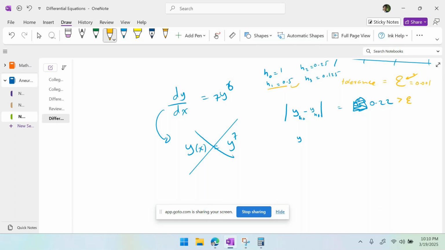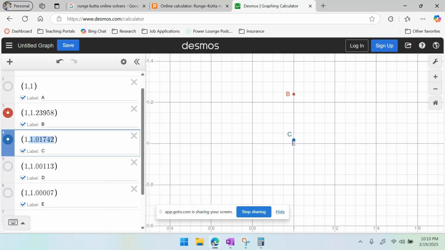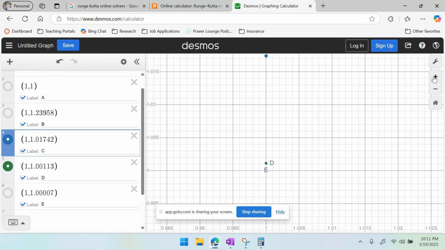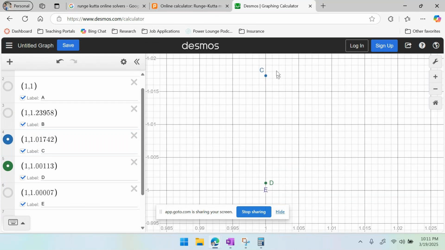We make this value half again and calculate the y at the new h2 and compare it with the value in the previous one. Okay, so that's basically get rid of this one and now use it with this one. Okay, so C and D. Let's zoom in. We have C and D. Measure the distance between these two.